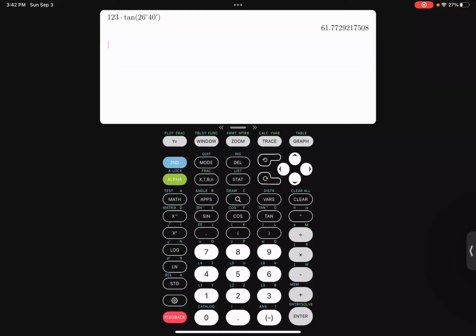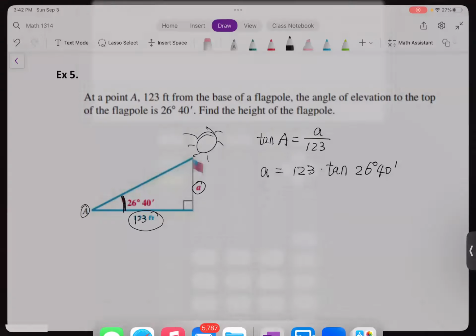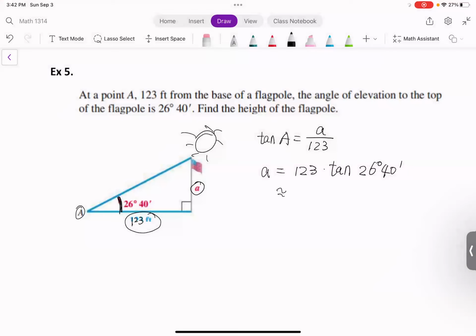So we found the height of the flagpole. It's about 61.77292175 something. So for example, if this one says round to the nearest tenth, or keep 1 decimal place, I stop here and look at the digit after the 7, another 7. Oh, I can add 1 to the 7, 61.8.